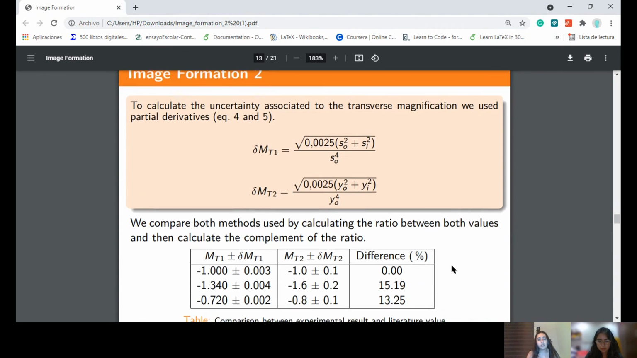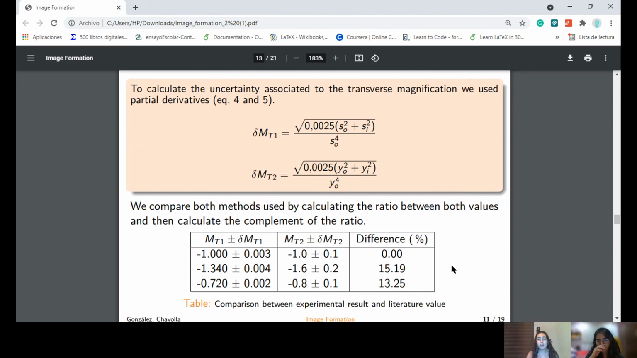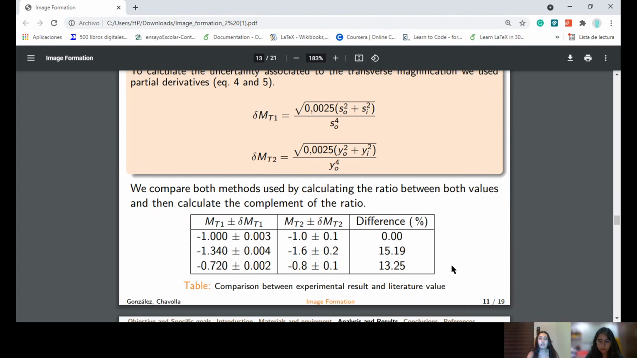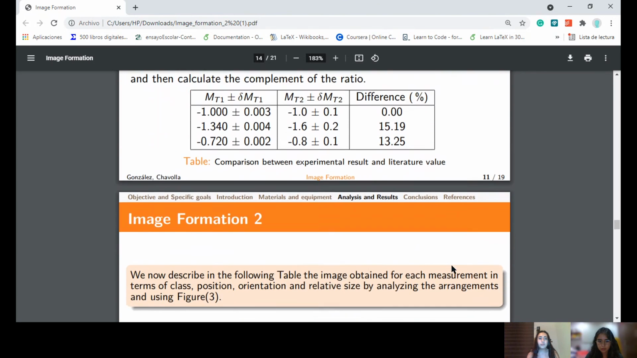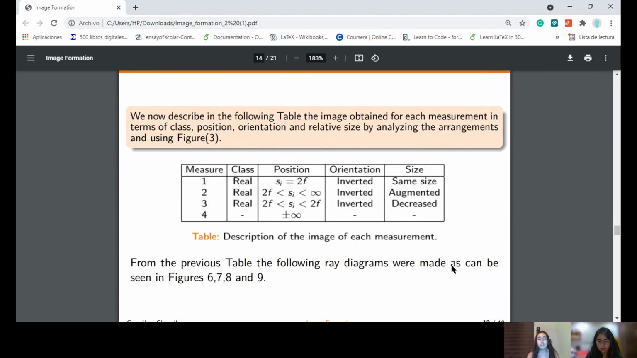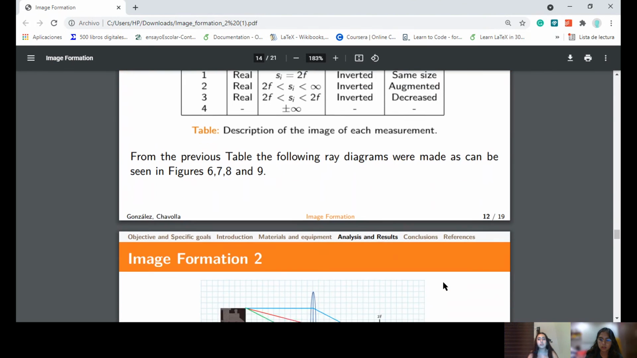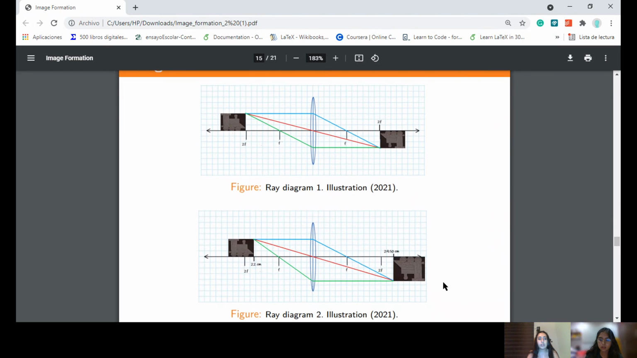And to calculate its associated uncertainty, we use the equations as before, as we can see here, and we compared both methods by calculating the ratio between both values as in the first experiment, and these are the difference percentages we obtained. Then we classified each image based on its position, class, orientation, and relative size. As we can see, most of the images were real, inverted, and the relative size depended. From this table and the tables before, we were able to make the ray diagrams.